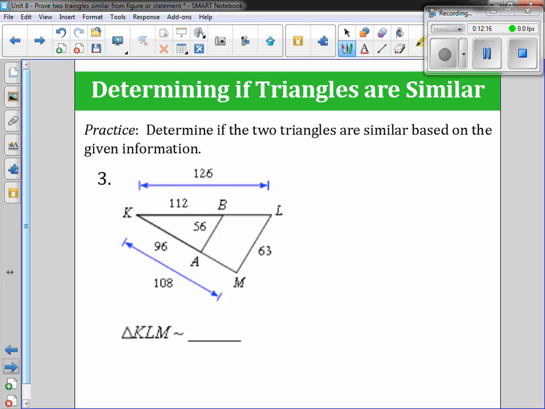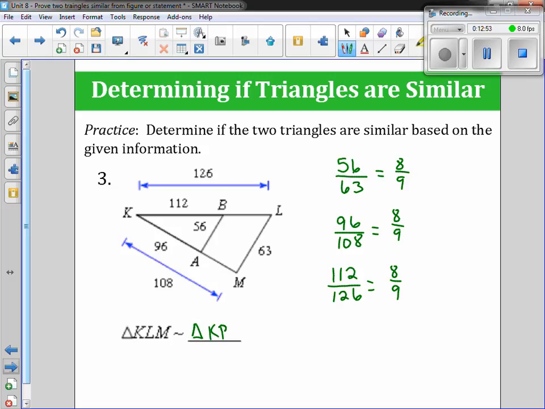Since I'm given all three sides, I'm going to try side, side, side. That means I need to set up three different ratios: small to small, medium to medium, and large to large. I'm going to simplify all of the ratios, and since they all simplify to the same ratio, I can say that triangle KLM is similar to triangle KBA by side, side, side similarity.